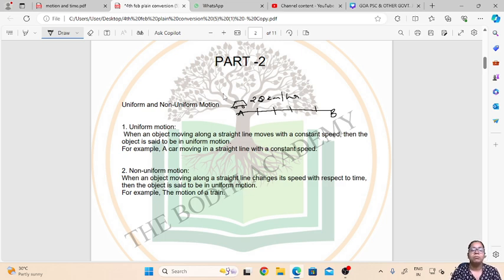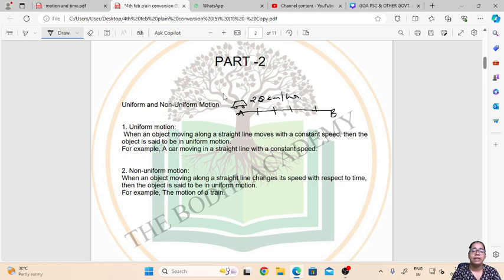When an object moving along a straight line moves with a constant speed, then the object is said to be in uniform motion. For example, a car moving in a straight line with a constant speed, that is, the speed is not changing when it is moving from A to B. It remains 20 kilometers per hour only. So this is the meaning of uniform motion.